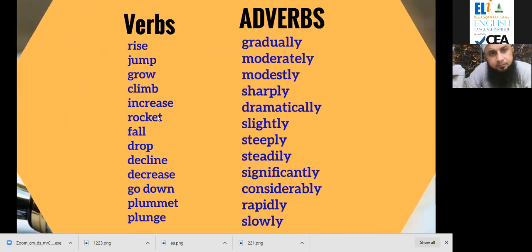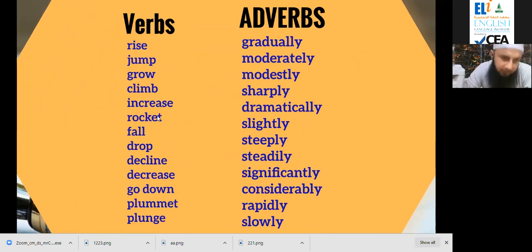And then you have the verbs. You can say it rises sharply, it jumps to 70 from 50, it grows gradually, climbs, increases, rockets, or it declines moderately, or it decreases gradually, or it goes down sharply. So it all depends on what you want to say. But these are the words you need to use when you describe them.